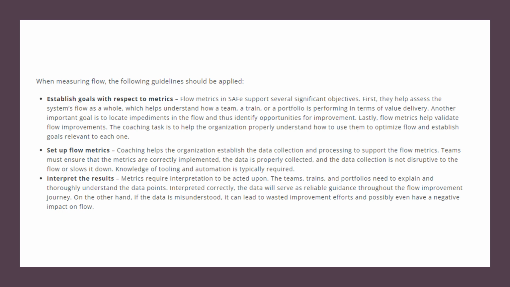The third guideline you can apply is to interpret the results. You need to establish the goals, then set up your metrics, and then understand how to interpret them. The metrics require interpretation to be acted upon. The teams, trains, and portfolios need to explain and thoroughly understand the data points so they are interpreted correctly. The data will serve as reliable guidance throughout the flow improvement journey. On the other hand, if the data is misunderstood, it can lead to wasted improvement efforts, and possibly it can have a negative impact on the flow itself.